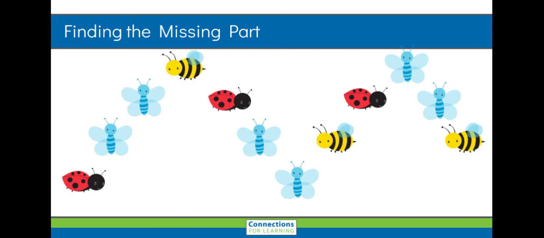Let's try again using A and B and C. A, B, B, C. A, B, B, C. A, B, B, C. That looks great. Looks like we got it. Now you know how to find the missing part of a pattern.